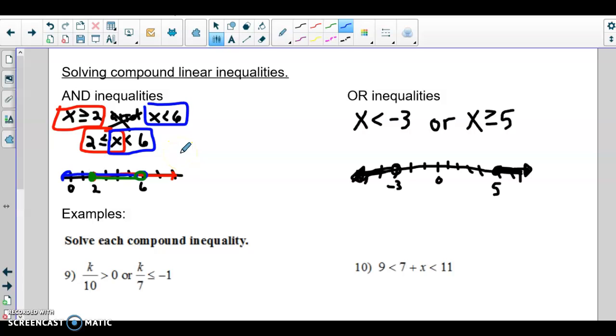Solving them, I'm going to do that down here in a second. To solve compound and inequalities, you want to isolate the variable in the center. See this x here in the middle? We want just an x in the middle. You'll see that over here in example 10 when we do this in a second. For or inequalities, what's so great about the or ones is you just solve them separately. There's no middle, there's just two separate inequalities.